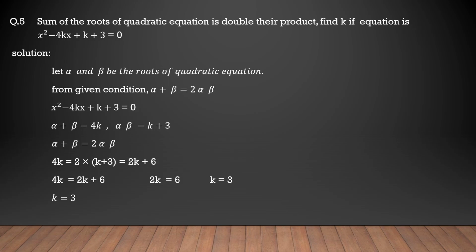Question 5. Sum of the roots of quadratic equation is double their product. Find k if equation is x square minus 4kx plus k plus 3 is equal to 0.